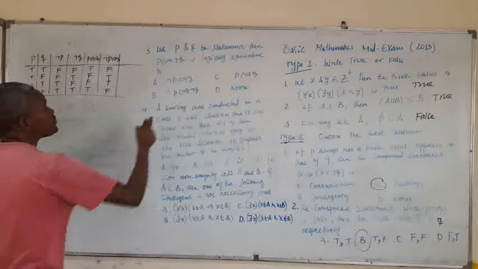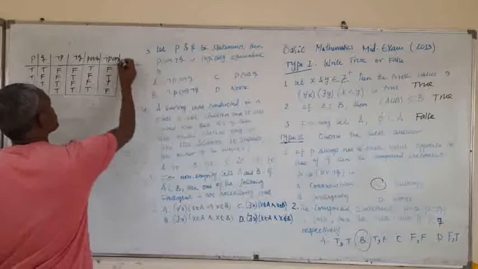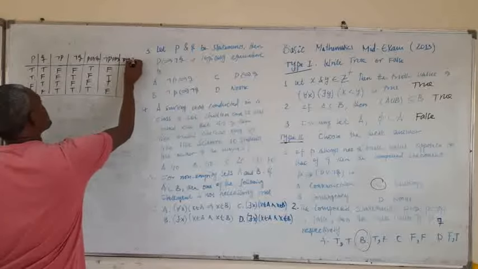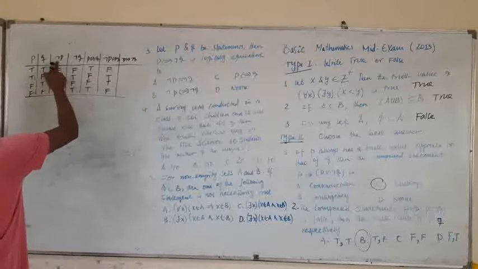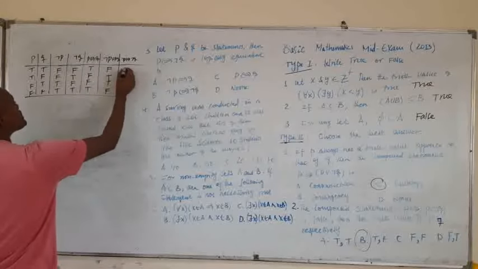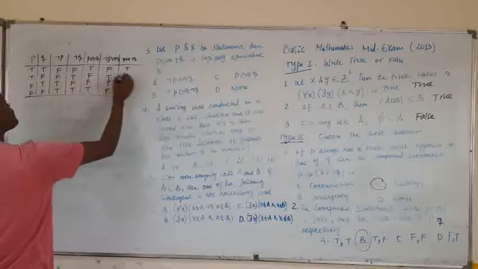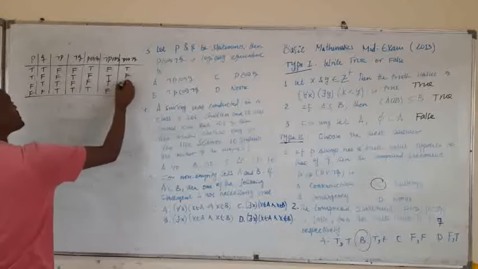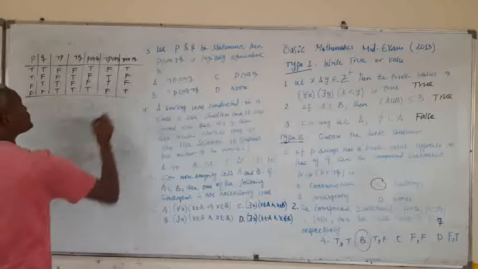Yes? And the next one is negation of P implies negation of Q. Negation of P, false, false, false implies false is true, true implies false is false, true implies false is false, true implies true is true.